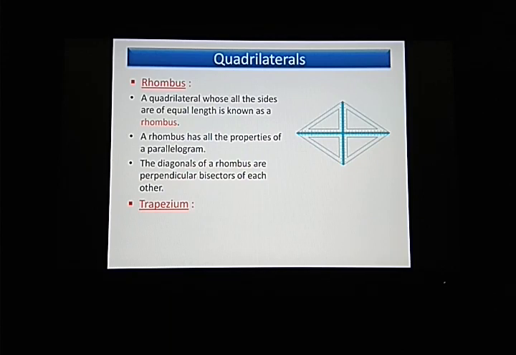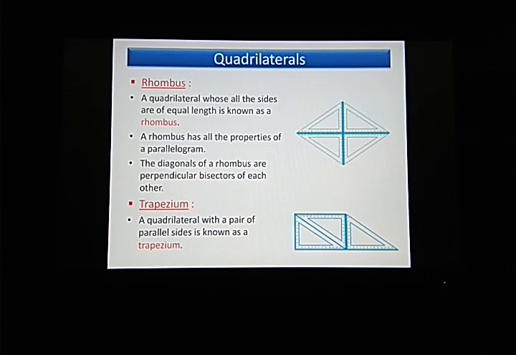Now the last quadrilateral that we'll be discussing, as given in your textbook, is a trapezium. So what is a trapezium? A quadrilateral with a pair of parallel sides is known as a trapezium. Here only one pair of parallel sides, not both pairs. In a parallelogram or in a rhombus, we have seen that there are 2 pairs of parallel sides. Say, for example, this and this, and this and this. So there are 2 pairs. But here in a trapezium there is only 1 pair.